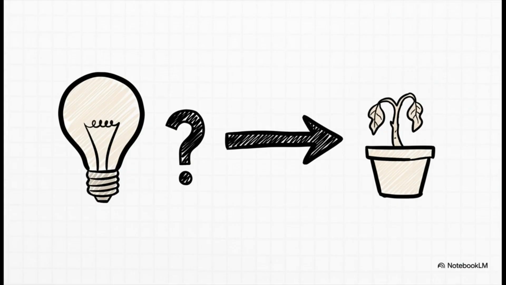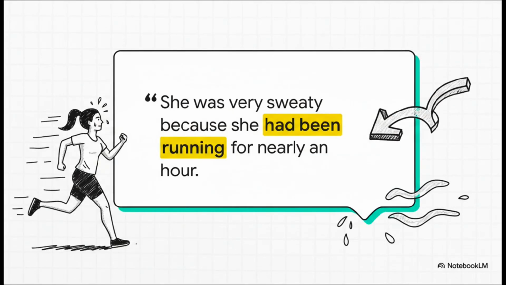And this is where it gets even cooler. It's not just about the sequence, it's about cause and effect. You can use the past perfect to explain why something in the past happened, or why a situation was the way it was. See, this is that aha moment.